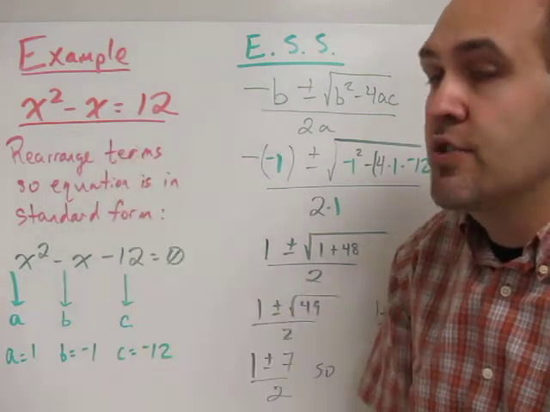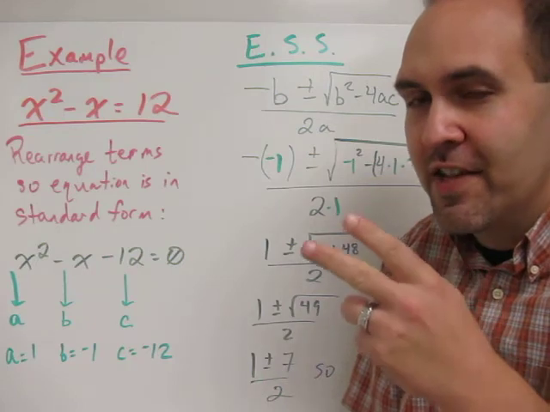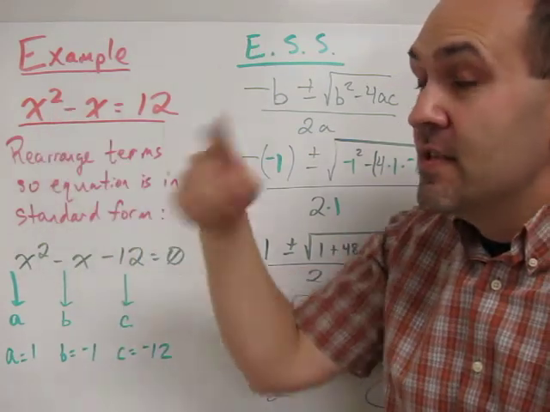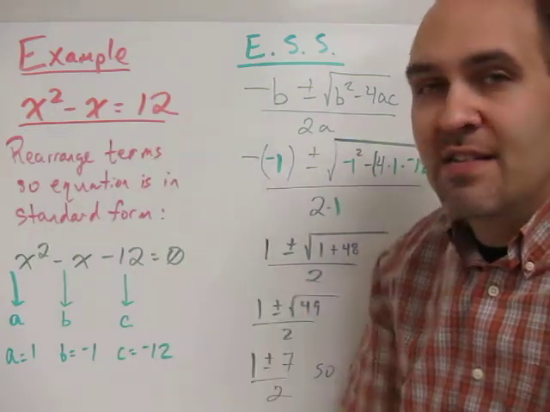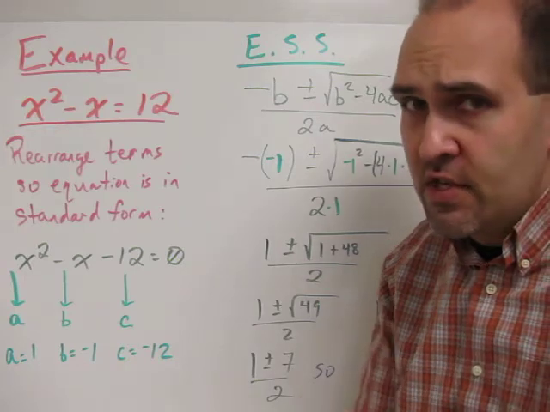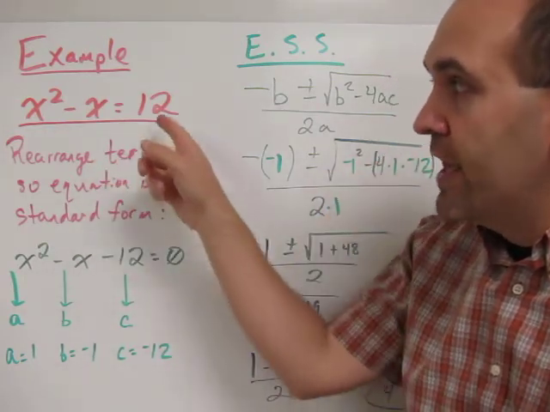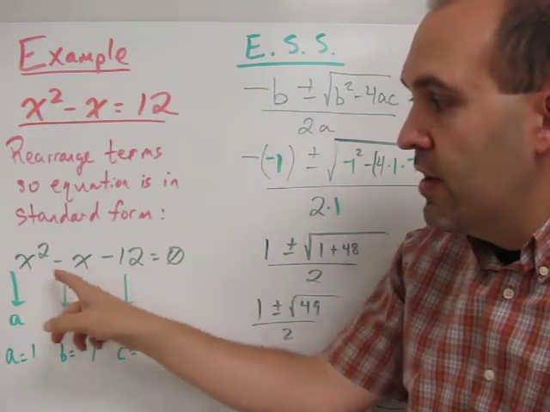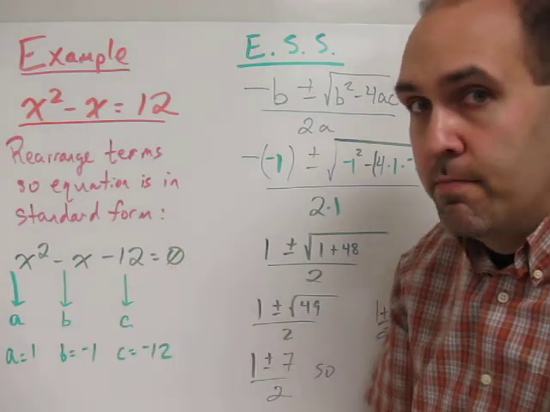Well, the first thing that you should notice about that is two things, I guess. The first thing is that the highest power in x is 2. That means it's a quadratic equation. And it's not in standard form. It's close, but not quite there. So let's rearrange the terms in the equation so it's in standard form. And I can do that just by subtracting 12 from both sides. And so I get x squared minus x minus 12 equals 0. And now this is in standard form.